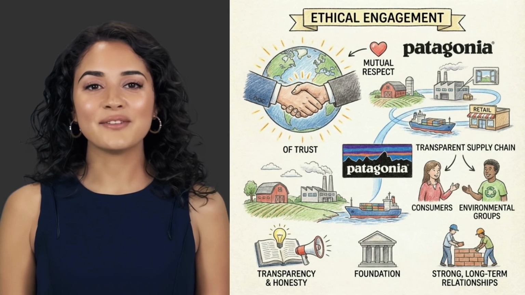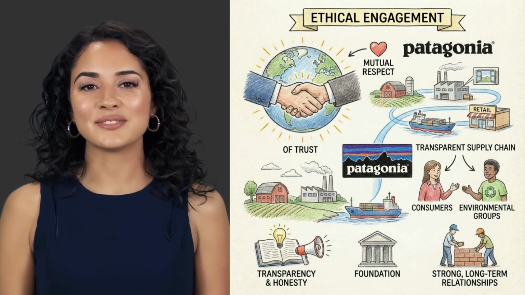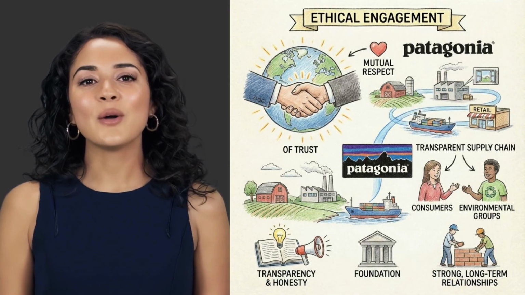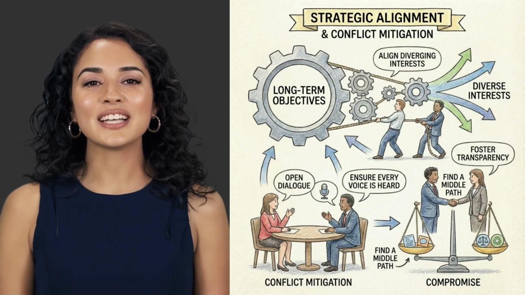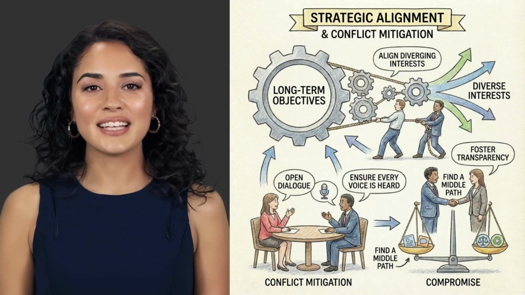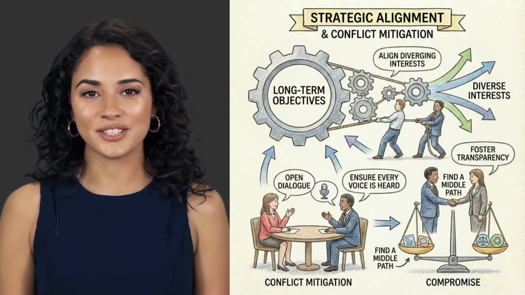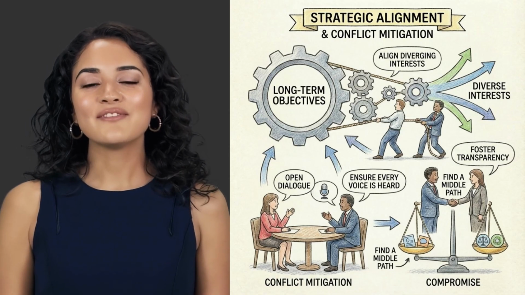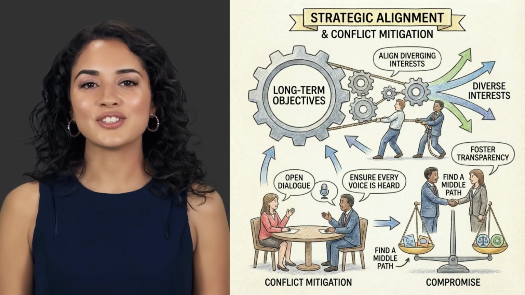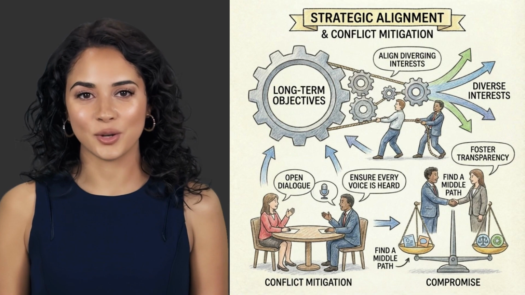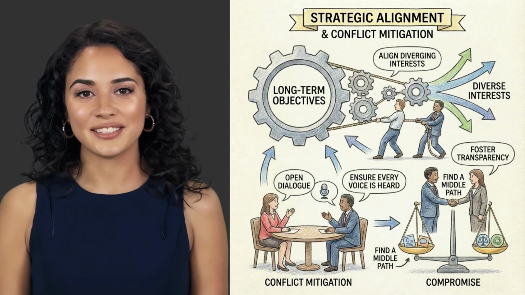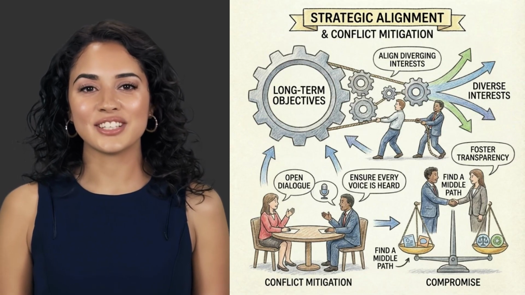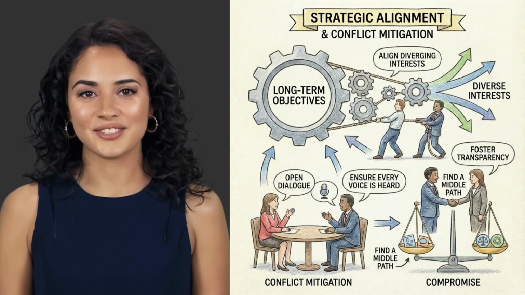A great example of this is Patagonia, whose transparent supply chain practices demonstrate ethical engagement with both consumers and environmental groups. However, managing stakeholders often means navigating a complex web of competing interests. You will often face situations where stakeholder interests diverge from organizational goals. To handle this, we need strategic alignment, aligning these diverse interests with your long-term objectives.